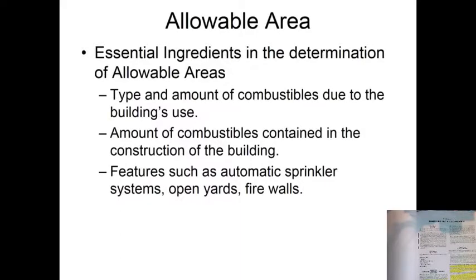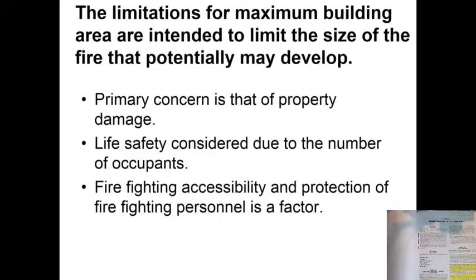When we're trying to determine our heights and areas, the limitations for maximum building area are intended to limit the size of the fire that potentially may develop. What we're trying to do is limit property damage, and we want to make sure that life safety is considered for the number of occupants. So however large our occupant load is, we want to make sure that all of those people can get out of the building. In addition, we want to make sure that firefighters can get in to put the fire out, and we want to have protection for the firefighters so that they will be safe as they go in.